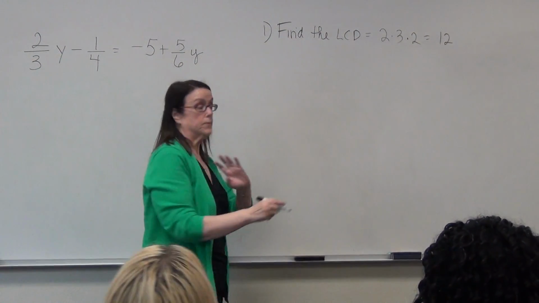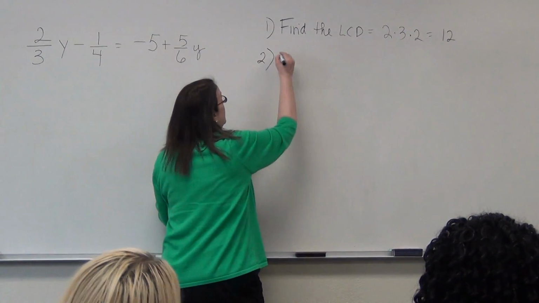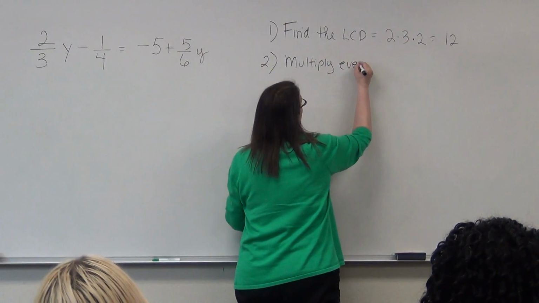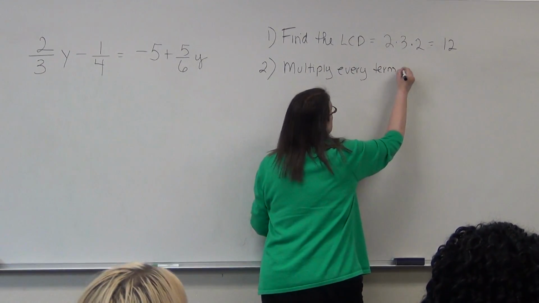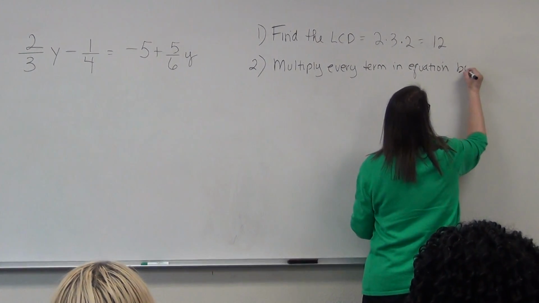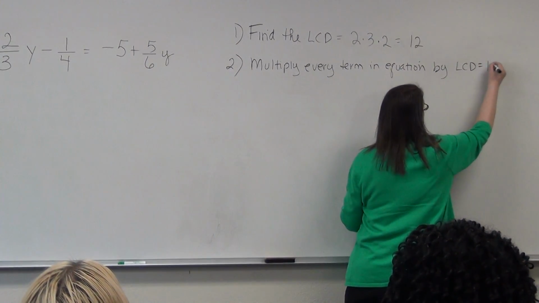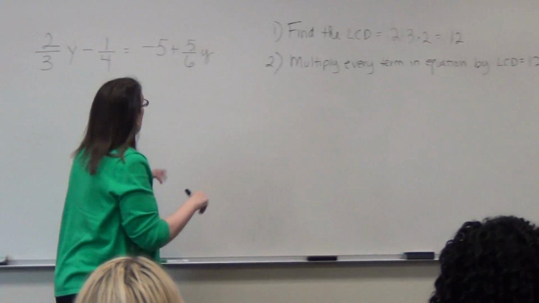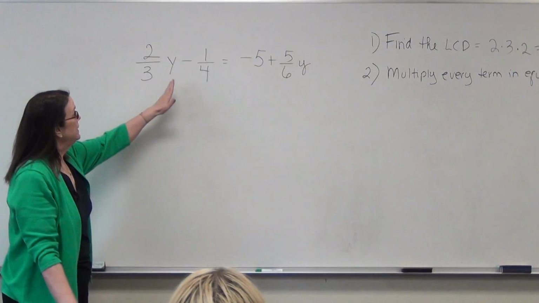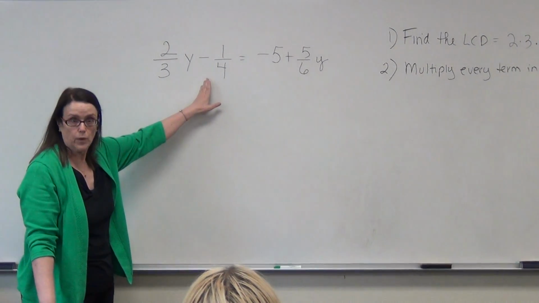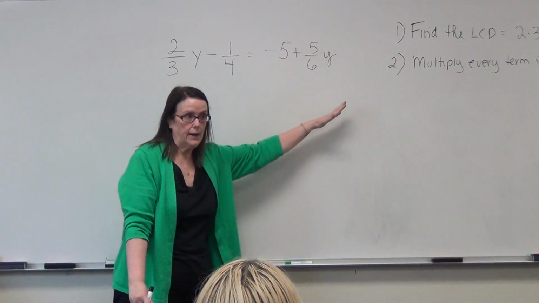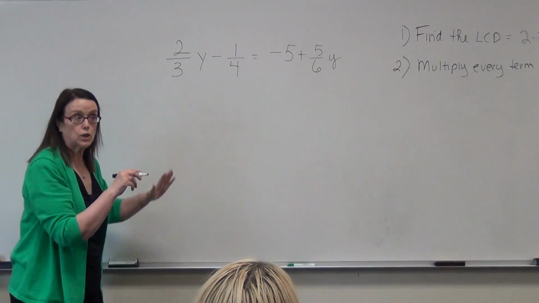All this is already on your paper. So the second step we're going to do is multiply every term in the equation by the least common denominator, which in this example is 12, right? So, remember, terms are what's between plus signs, and because we can say this is plus a negative 1/4, that's also a term. So this is a term, this is a term, that's a term, and that's a term, right? So all I'm going to do is multiply every one of those terms by 12.